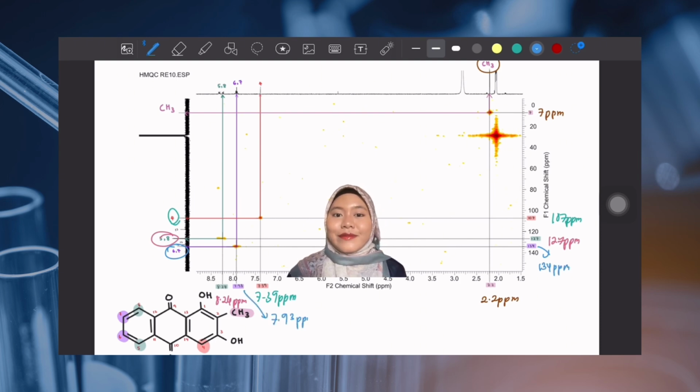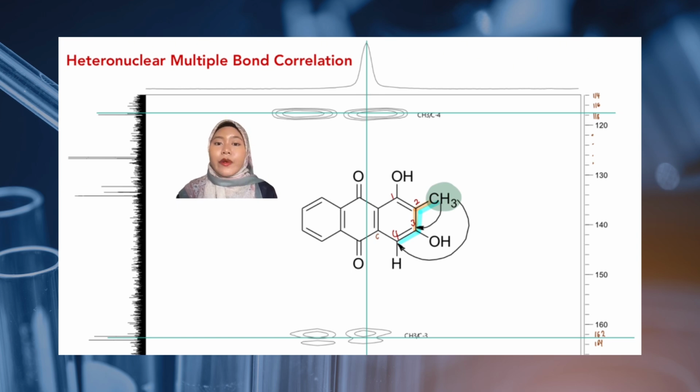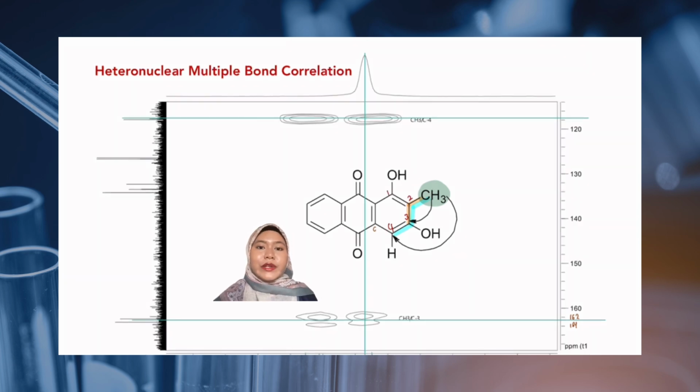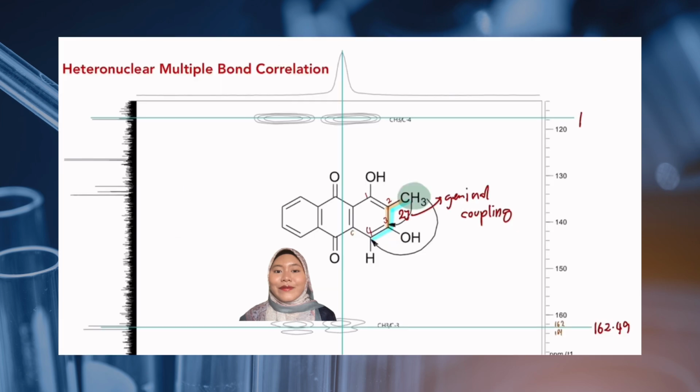Lastly, we talk about the heteronuclear multiple bond correlation, which detects the long-range coupling between the proton and carbon through 3 bonds away with great sensitivity. In HMBC, we can see the correlation between different protons and carbons in the molecule. As you can see here, the peak at 2.196 ppm with the chemical shift at 162.49 suggests the interaction of the methyl group coupling with carbon number 3 with geminal coupling, 2J. And secondly, the peak at 118 ppm suggests that the CH3 interacts with carbon number 4, which refers to the 3J coupling, which is a vicinal coupling.